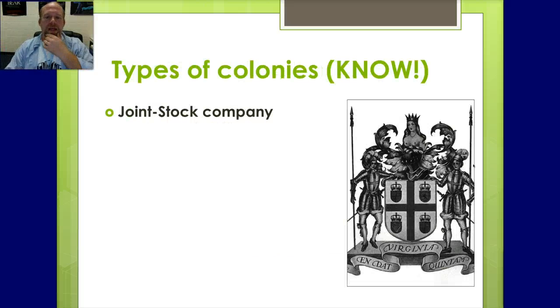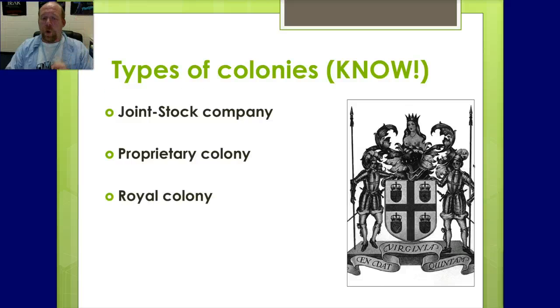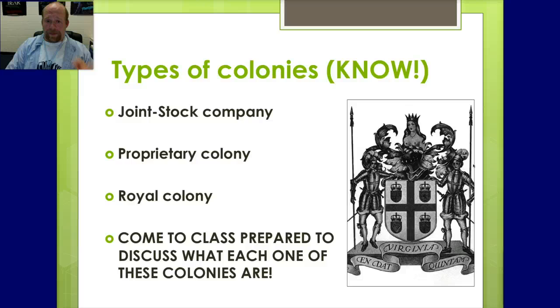Okay. So the types of colonies, these 3 things you have to know: joint stock company, a proprietary colony, and a royal colony. Okay, I know I said 4, but there's another bullet coming here. Come to class prepared to discuss what each one of these colonies are. You need to know what these 3 are. It's in your reading. It's in your notes. Okay, if you can't, go to Google. It's there. Okay, I promise.